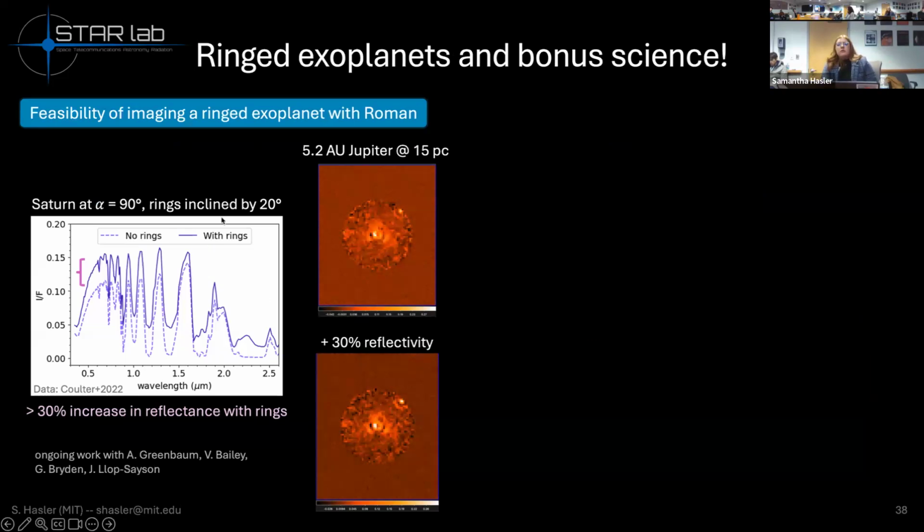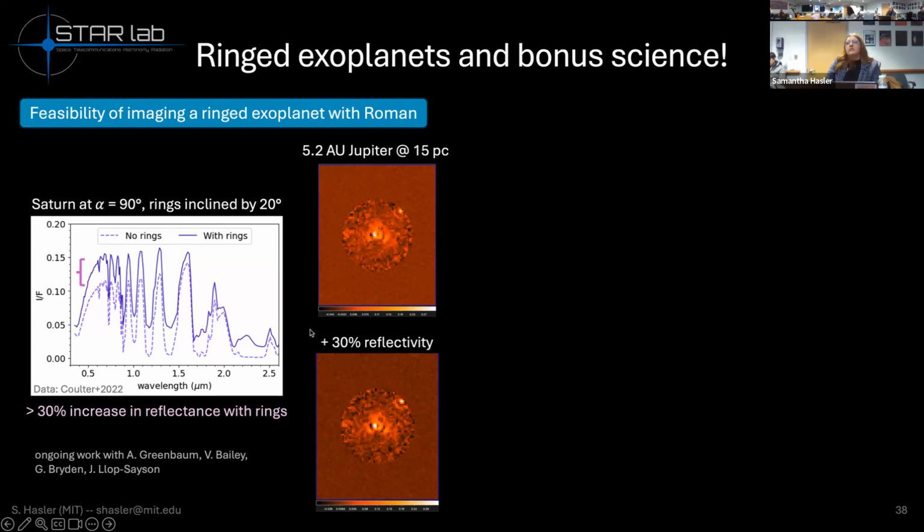So on this plot here, I'm showing you some spectra of Saturn. So this is at a phase angle of 90 degrees with the rings inclined by 20 degrees with respect to the observer. And you can see that the difference between the planet without rings and with rings, we have quite a significant variation in reflectance. So there's actually a greater than 30% increase in reflectance in these relatively visible wavelengths.